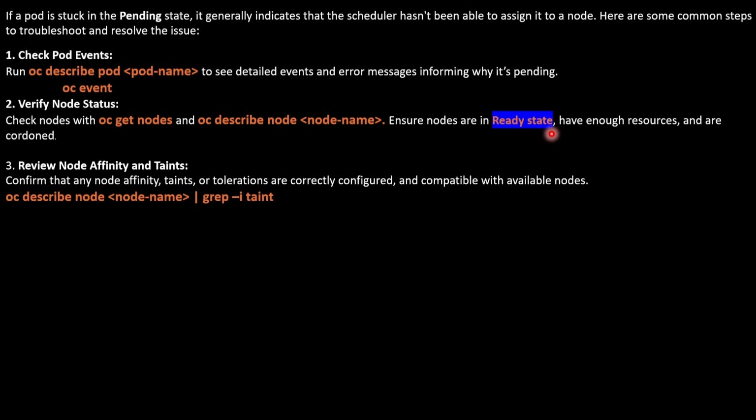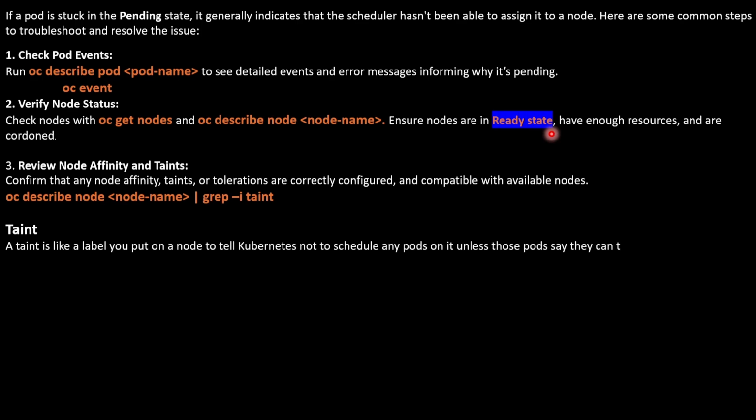taint. Now the question that comes to your mind is, what is a taint, if you are not familiar with Kubernetes. So let me explain what a taint is. A taint is like a label you put on a node to tell Kubernetes not to schedule any pod on it unless those pods say that they can tolerate that taint. It is a way to keep certain nodes reserved for special use. Take an example where you have one node which has a DPDK interface. DPDK interface is for fast data transfer, and you want to schedule only those pods which use high traffic. For that reason, you can add the taint at node level.